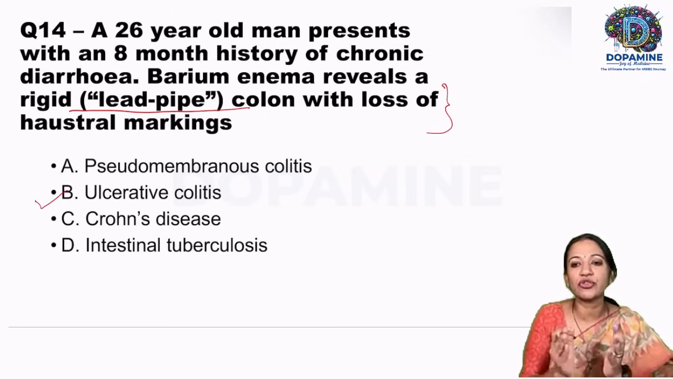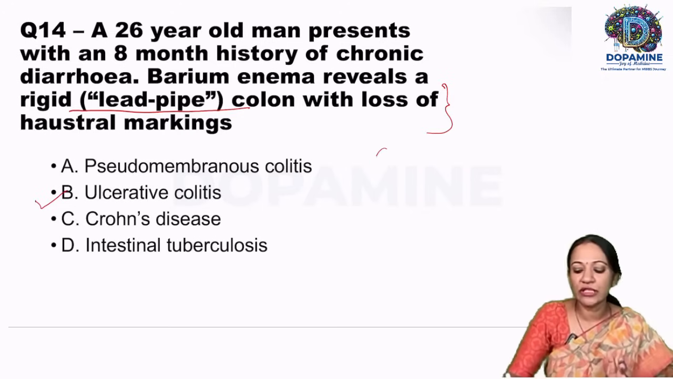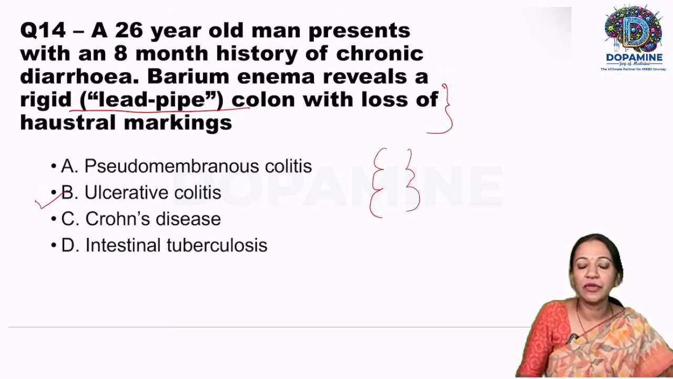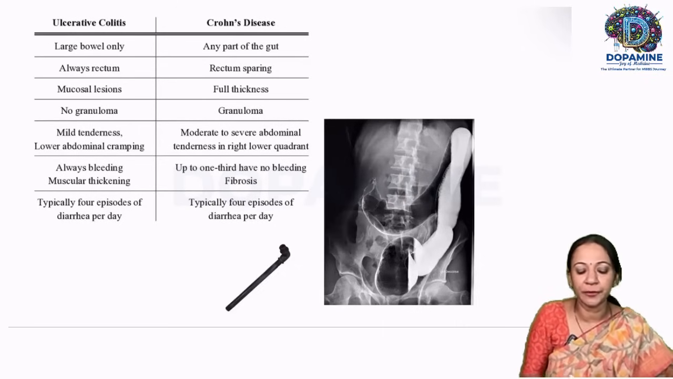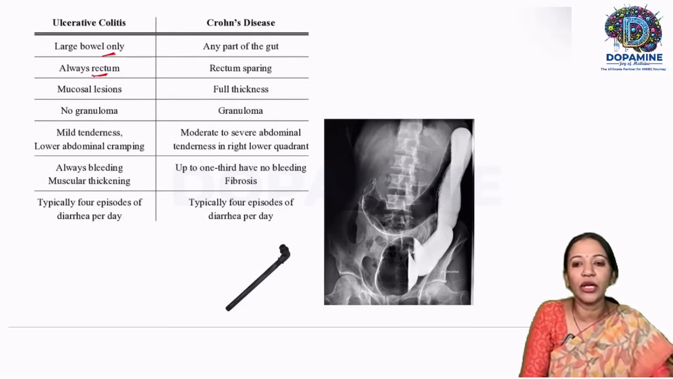The normal haustra of the bowel will be lost. So these are the haustra, isn't it? The normal haustrations will be lost, so the person will have a lead pipe colon in radiography. As discussed, ulcerative colitis will involve the large bowel, whereas Crohn's can involve any part. Ulcerative colitis will definitely involve the rectum. Crohn's can involve it or need not.